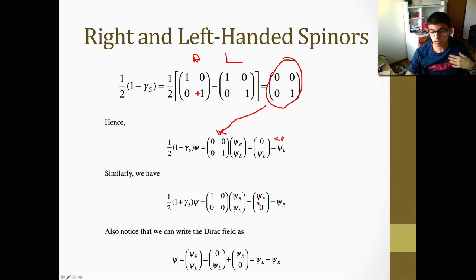The take-home lesson from all of this is that we can compose a Dirac field in terms of right and left-handed components.